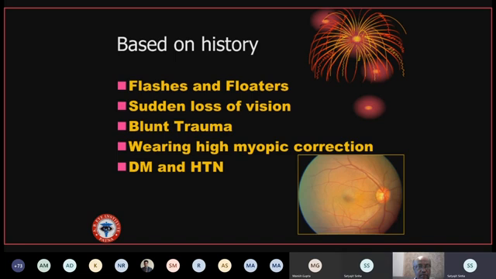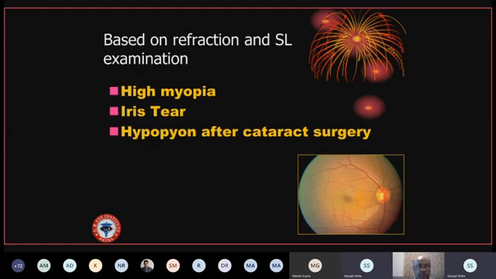If the patient has a history of blunt trauma, what do you want to see? You want to see if there is any kind of vitreous hemorrhage, or any kind of a choroidal detachment by doing a peripheral examination. If a patient is wearing high myopic correction, of course, retinal holes. If the patient is diabetic or hypertensive, of course, there are findings in the posterior pole, but you must also see the peripheral retina in those cases. Based on refraction and slit lamp examination, high myopes, again, iris tears, you have to look for corresponding signs of trauma inside the eye, or a hypopyon after cataract surgery. You have to rule out any kind of vitritis and other features of endophthalmitis in the posterior segment.